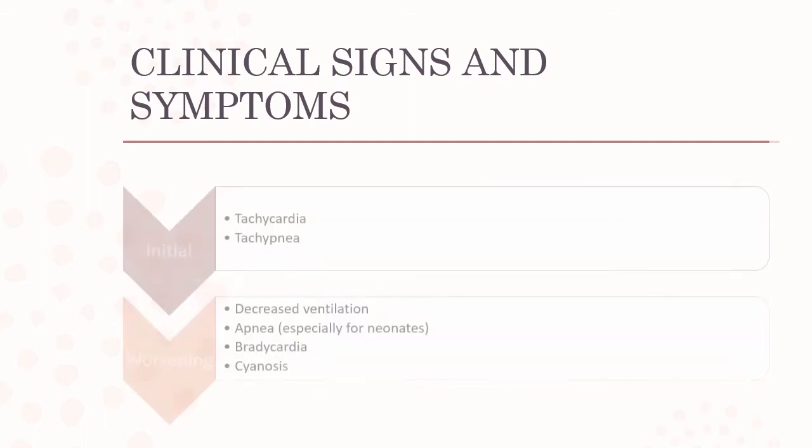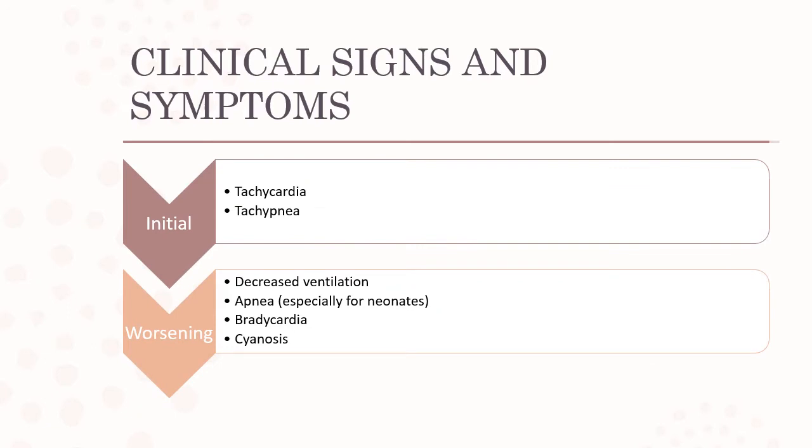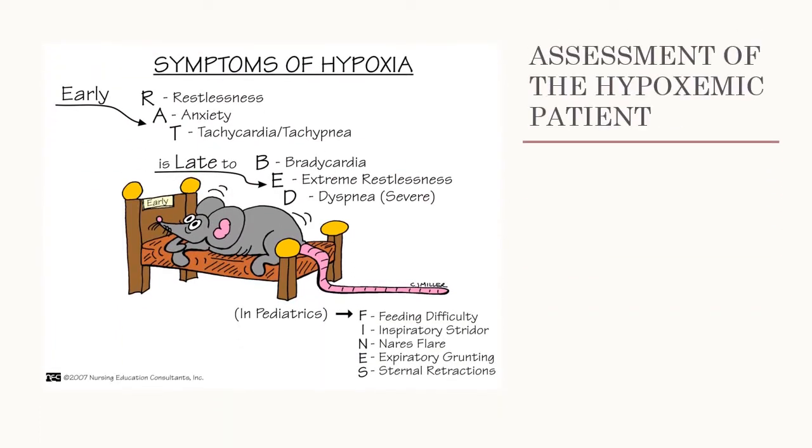So what are some of the signs and symptoms that we see in cases of hypoxemia in children? One of the first signs is tachycardia and tachypnea. As time goes on, if untreated, the child will develop decreased ventilation or hypoventilation, apnea, bradycardia, and cyanosis. However, I warn you that cyanosis is a late sign. We'll talk more about it. Symptoms include restlessness, anxiety, tachycardia, tachypnea, bradycardia as a late sign, extreme restlessness, and severe dyspnea.